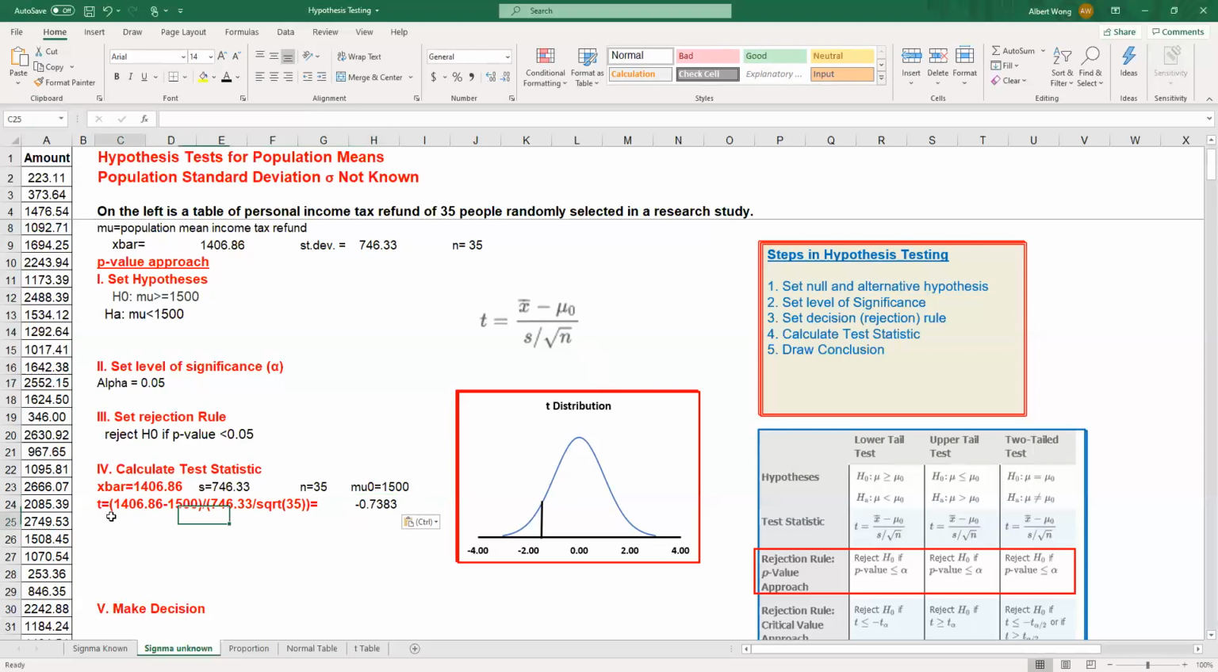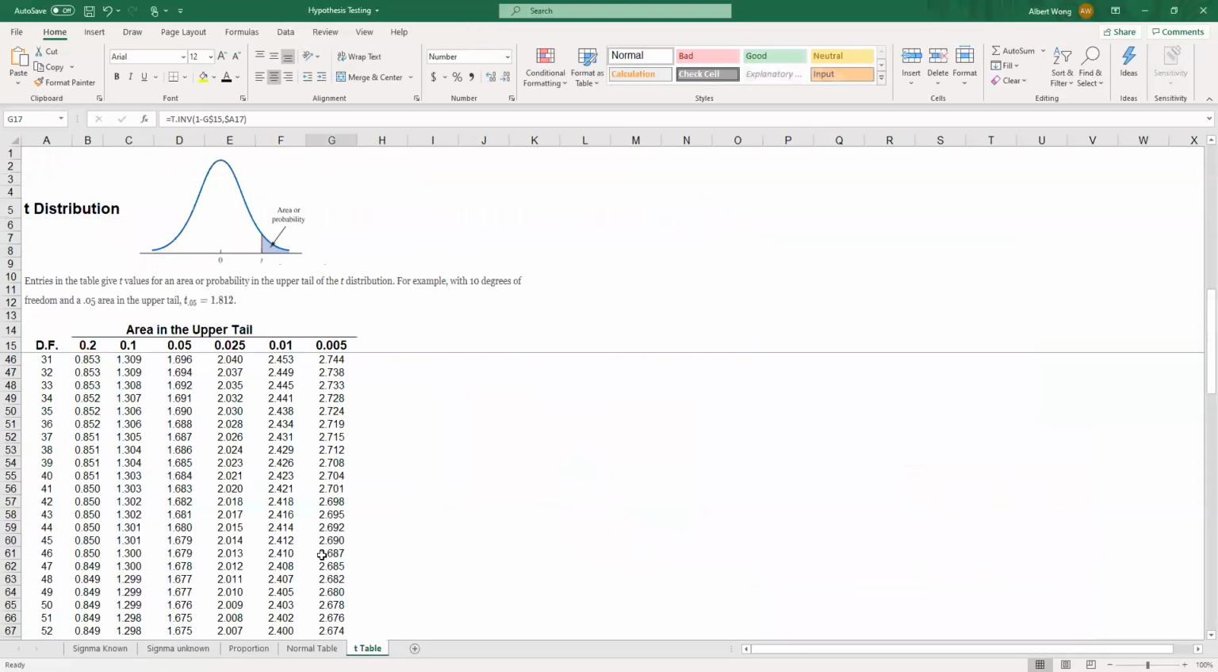So now, once we calculate the test statistic, how do you find the p-value? Well, negative 0.7383 is here, right? And the logic is exactly the same. The p-value is the tail area. So how do we find the tail area? Unfortunately, we cannot really use the table. The t-table will look like this, right?